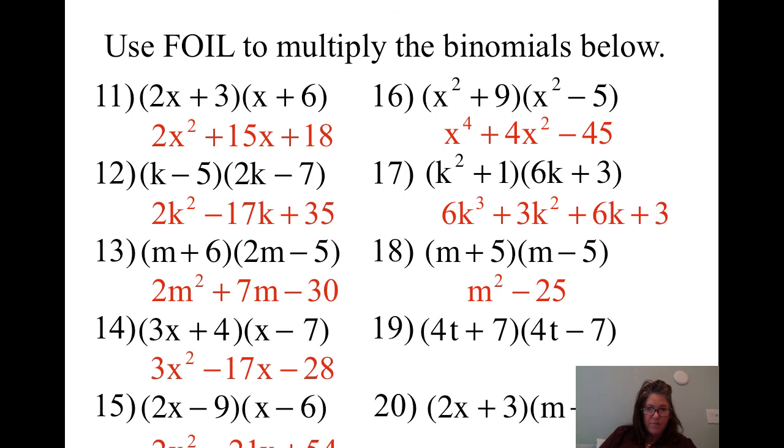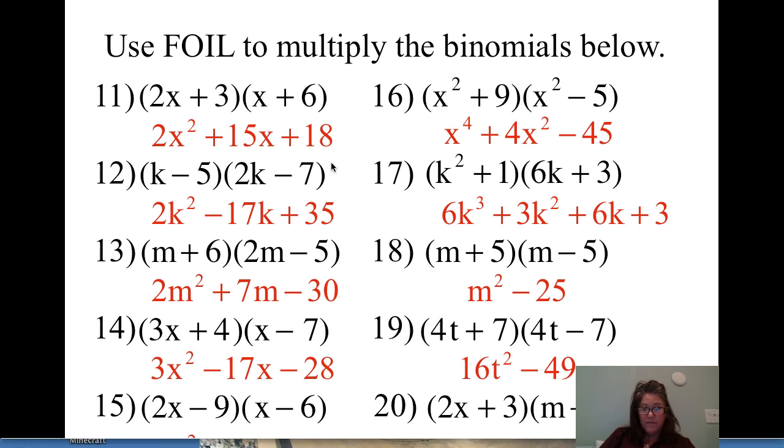Number 17, 6k to the 3rd plus 3k squared plus 6k plus 3. Number 18, m squared minus 25. Number 19, 16t squared minus 49. And number 20, 2mx minus 10x plus 3m minus 15. Now notice, because the variables are different in each binomial, the middle terms do not get combined.